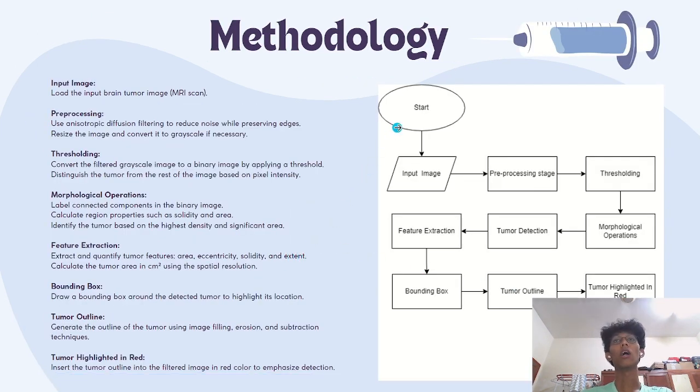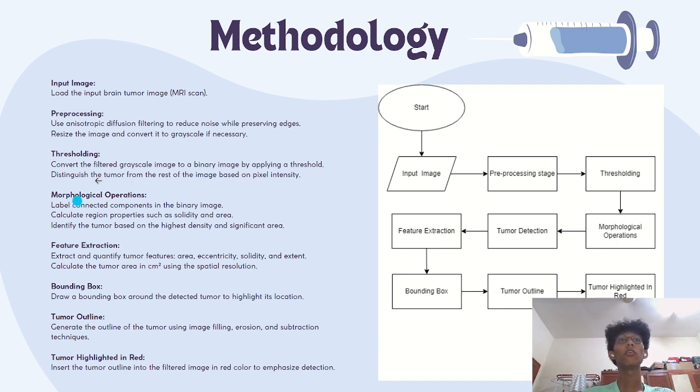So first, we start, and then the system will ask us to input the image. So we load the input brain tumor image, an MRI scan, and then it goes to the pre-processing stage using anisotropic diffusion filtering to reduce noise while preserving edges. And then we have thresholding. Thresholding is to convert the filtered grayscale image to a binary image by applying a threshold and distinguish the tumor from the rest of the image based on cell intensity.